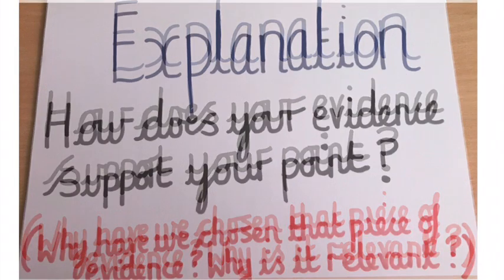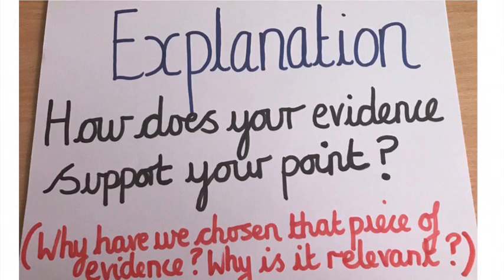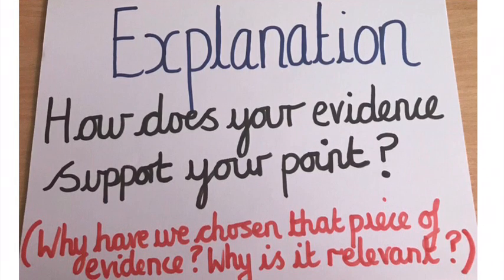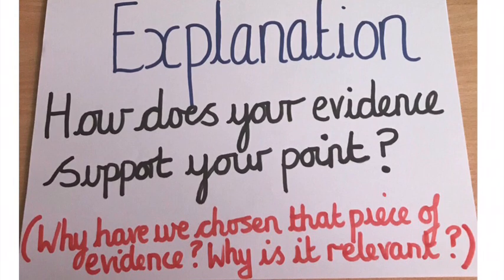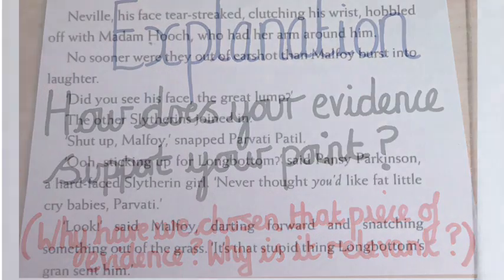And finally is our explanation. This is where we have to explain how our evidence supports the point we are making. So why have we chosen that piece of evidence and why is it relevant?